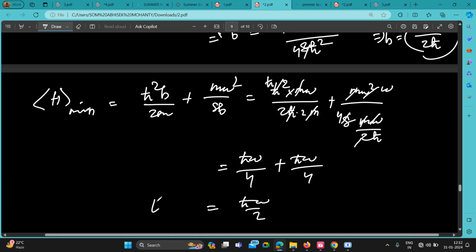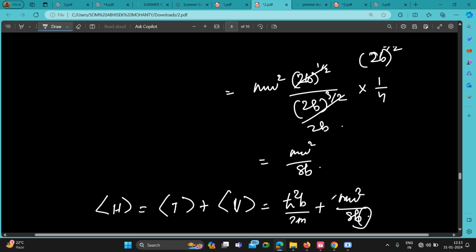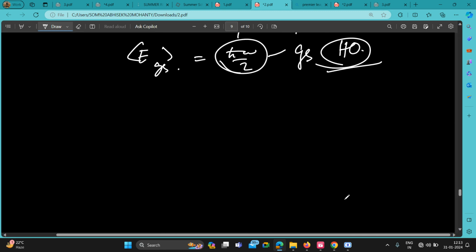Okay, so this is your answer. If you see, this is actually the ground state energy of the harmonic oscillator, isn't it? ħω/2. So that's the beauty of the variational method. We are getting this value through all these calculations. Alright? Clear? This was one example of the variational method. I hope you can solve other questions.